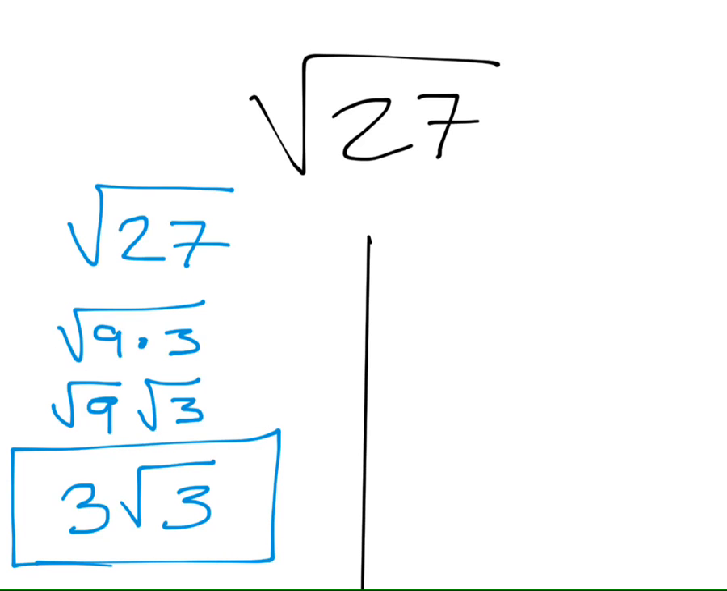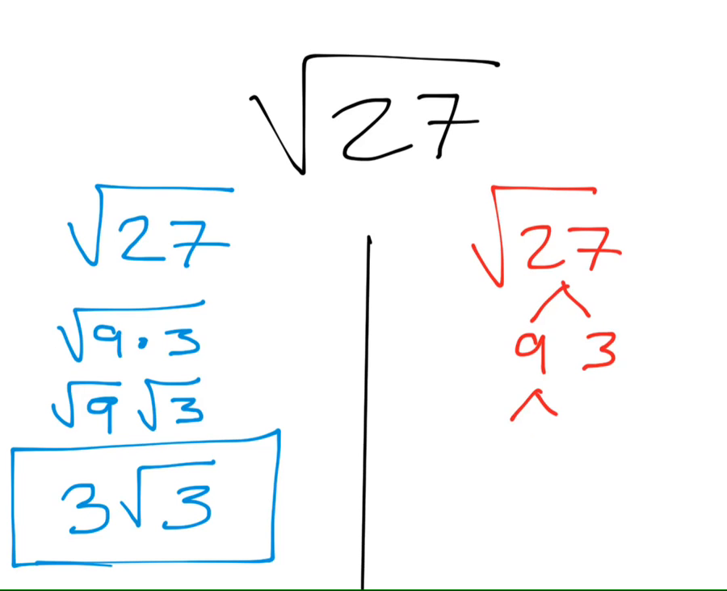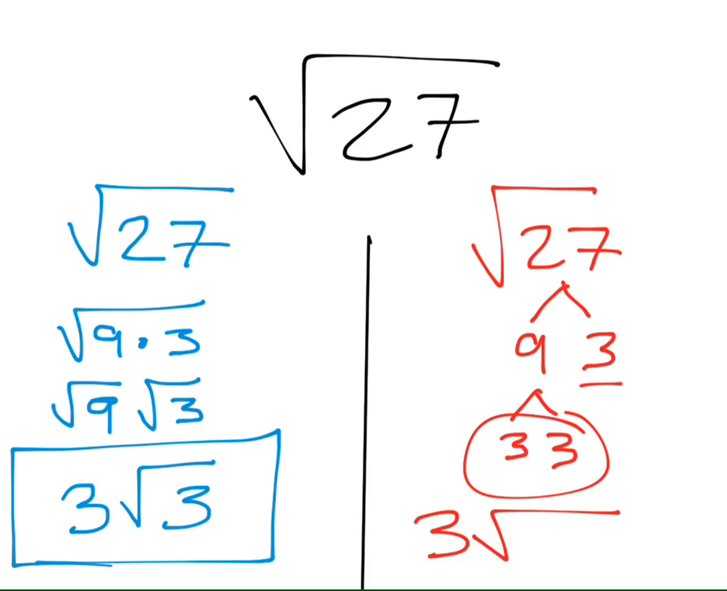That's the answer. The other way of doing it, if you preferred it, square root of 27, I can break this down, for example, into 9 and 3. I can break this down into 3 and 3. So I have one set of 3s. One of those breaks out. I rewrite whatever's left on the inside, which is just a 3, and I get the same thing. Question? No. You go, okay. 3 radical 3.